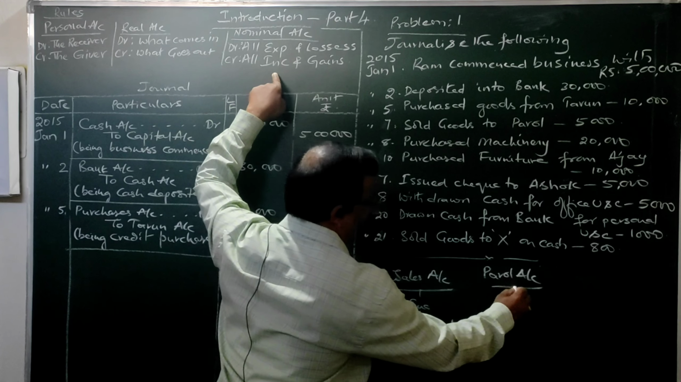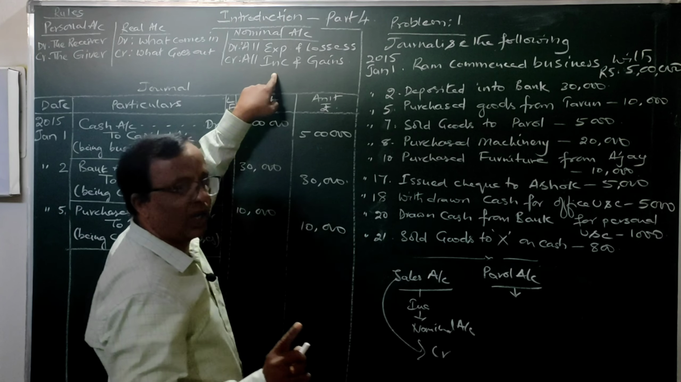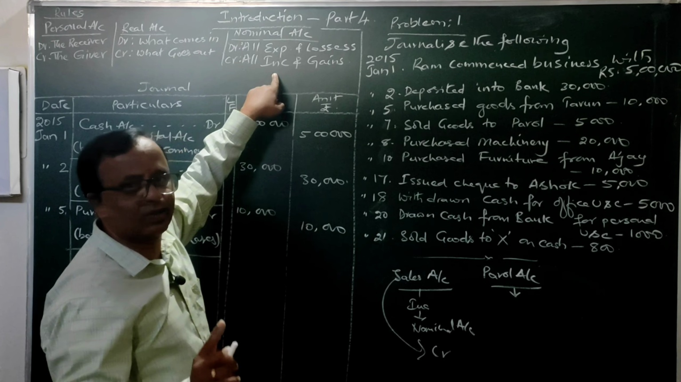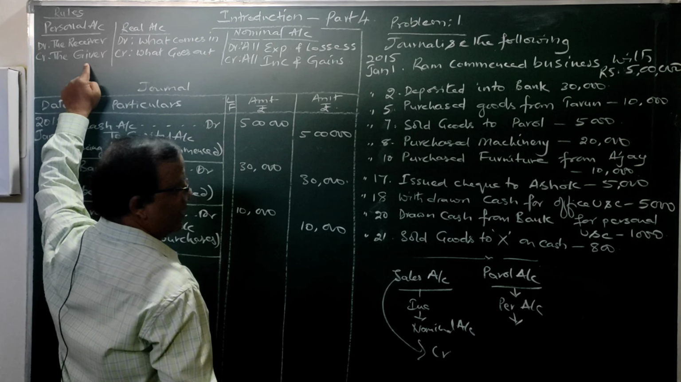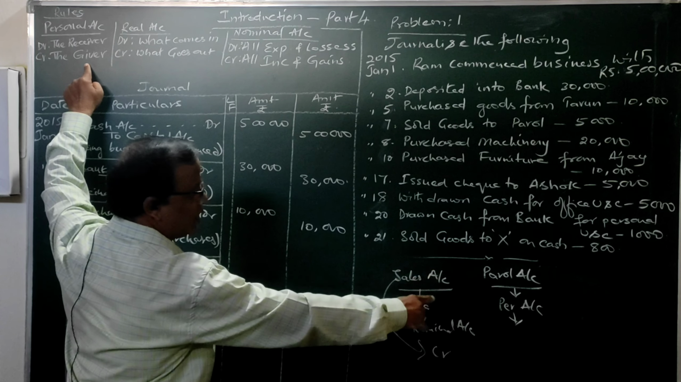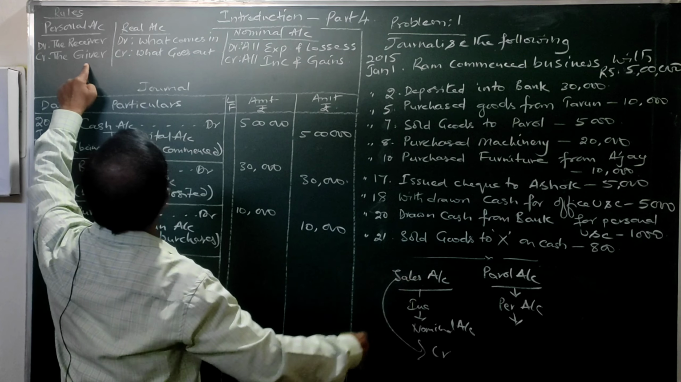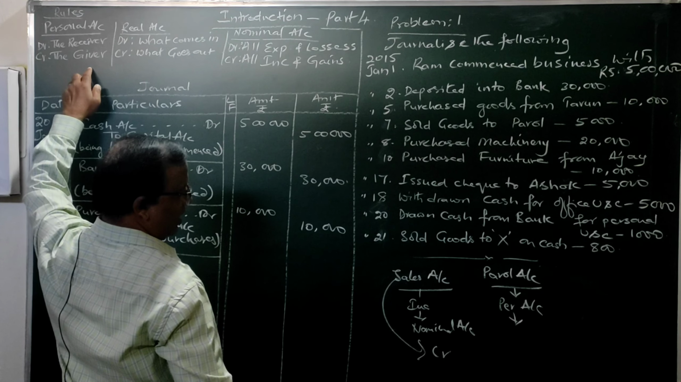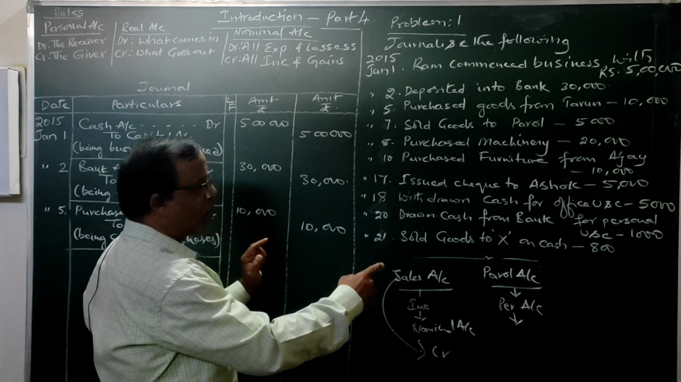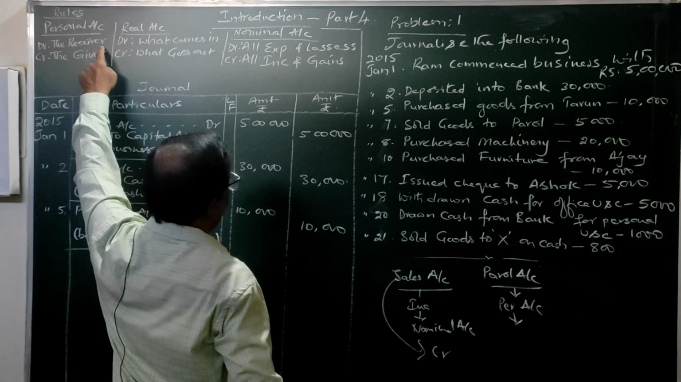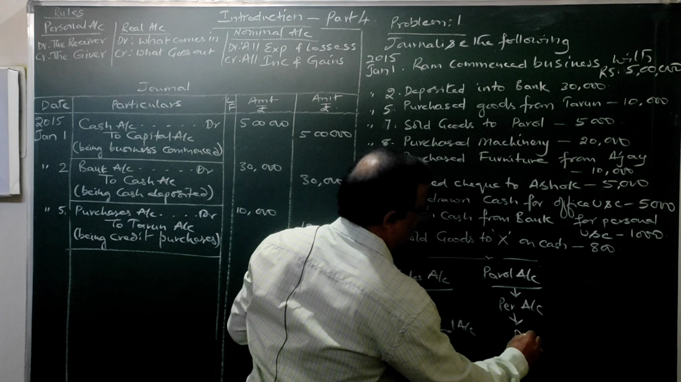Then Parole is the name of a party, a person, so it is a personal account. The rule of personal account says: debit the receiver, credit the giver. So in this transaction, when goods are sold to Parole, what is Parole doing? Parole is receiving from you. So you are going to debit Parole's account.